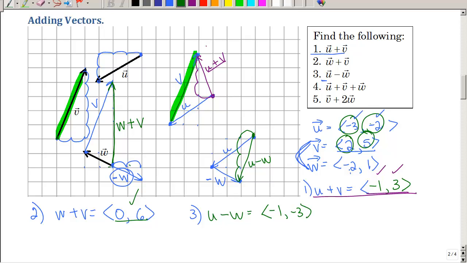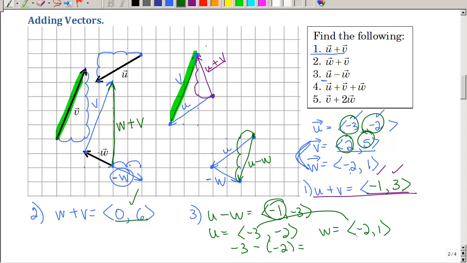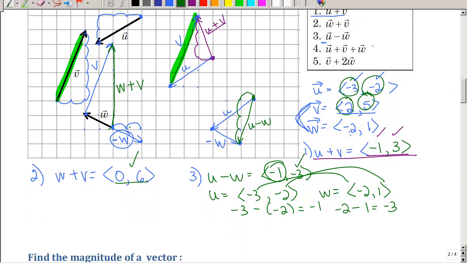Well, let's check that out with the numbers. If u is -3, -2, w is -2, 1, and I want to subtract, I would have -3 minus a -2. Look at what that equals. Okay, those are the x components. And then I would have the y components of -2 minus 1, which is -3. So hopefully you are seeing that it all matches up. I would like for you to go ahead and finish number 4. But number 5, how do we do that one?